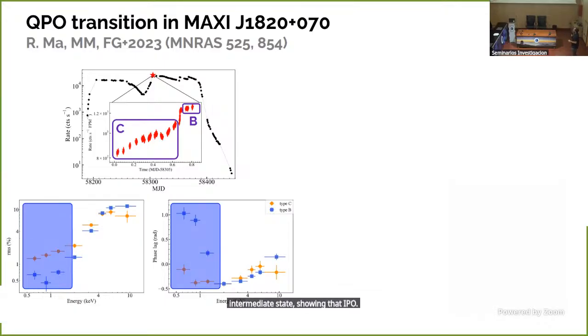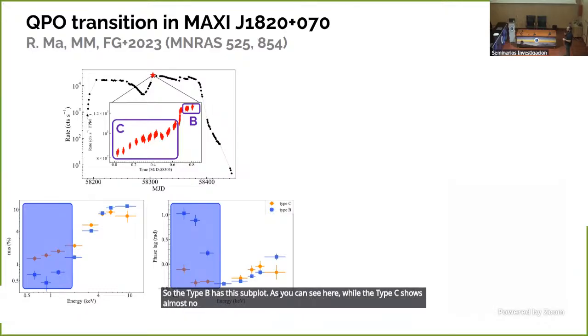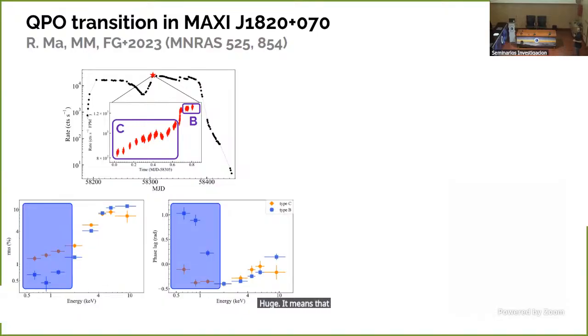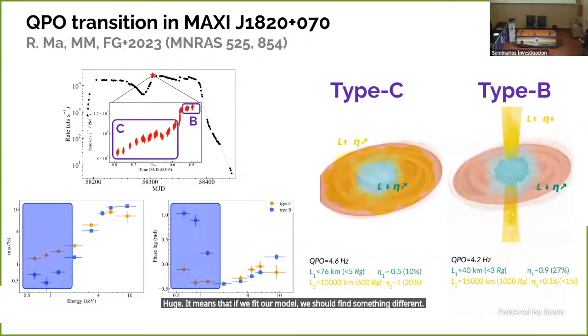So when we look at the spectrum of this type C QPO, we find some interesting differences. The type B has this soft lag, as you can see here, while the type C shows almost no soft lag. So the difference here is huge. It means that if we fit our model, we should find something different. And this is, sorry, low resolution. This is what we found.